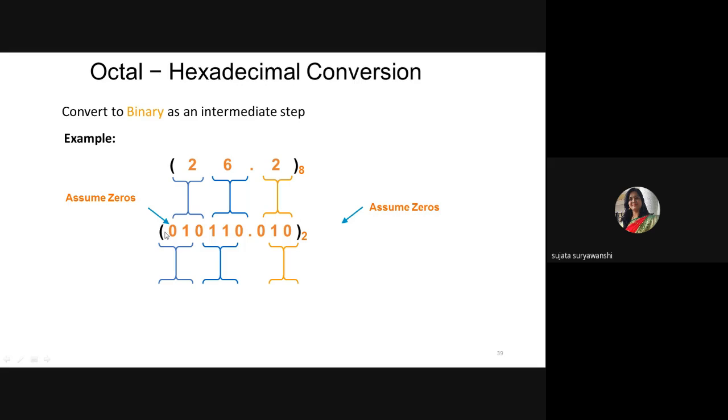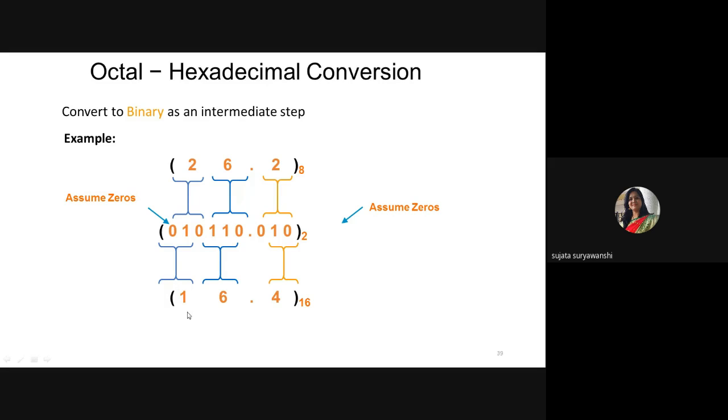So what is the value of this first group of 4? 0001 is equal to 1, and 0110 is equal to 6, and here 0100 is equal to 4. So here we just need to write down the decimal equivalent of each group of 4 binary bits. 0001 is equal to 1, then 0110 is equal to 6, and 0100 is equal to 4.